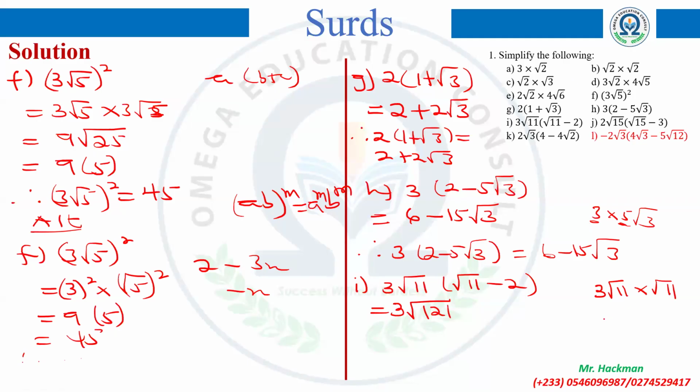This will be 3 times 1, which is 3. The root of 11 times 11, which is 121. Is that clear? Yes, please. Okay, but because 121 is a perfect square, this gives us what? Root of 121 is 11. So therefore, 3 root of 11 into root 11, minus 2, will be equal to 3 times 11, which is 33. All correct.